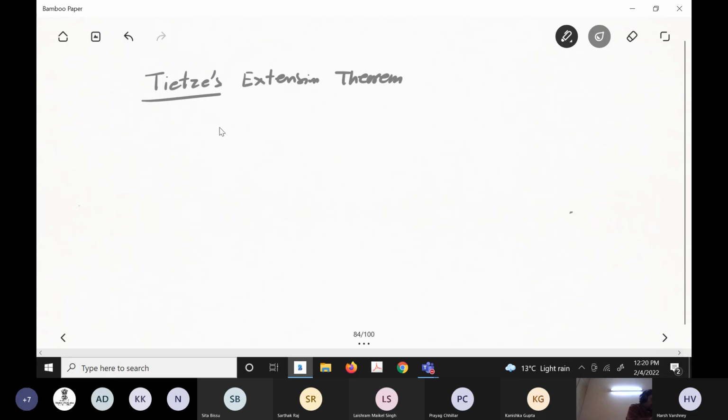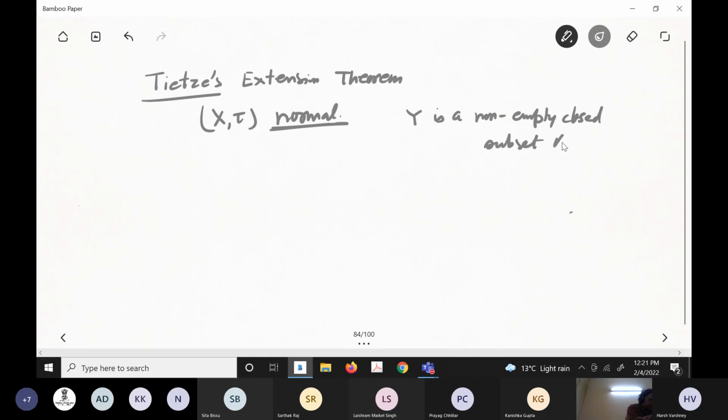First, you see that suppose (X, tau) is a normal space. This is important. Without the normality, the extension theorem can be shown not to be valid. Suppose (X, tau) is normal, and suppose Y, of course the empty set I don't need to consider, is a non-empty closed subset of X.